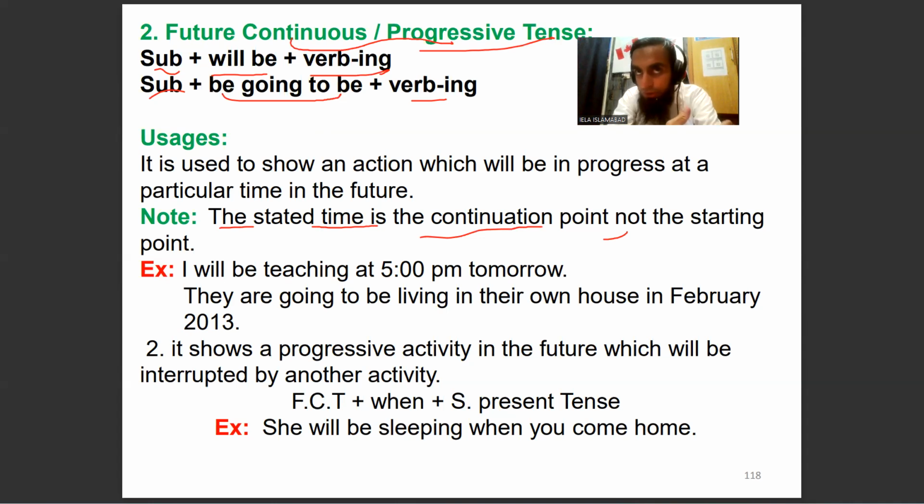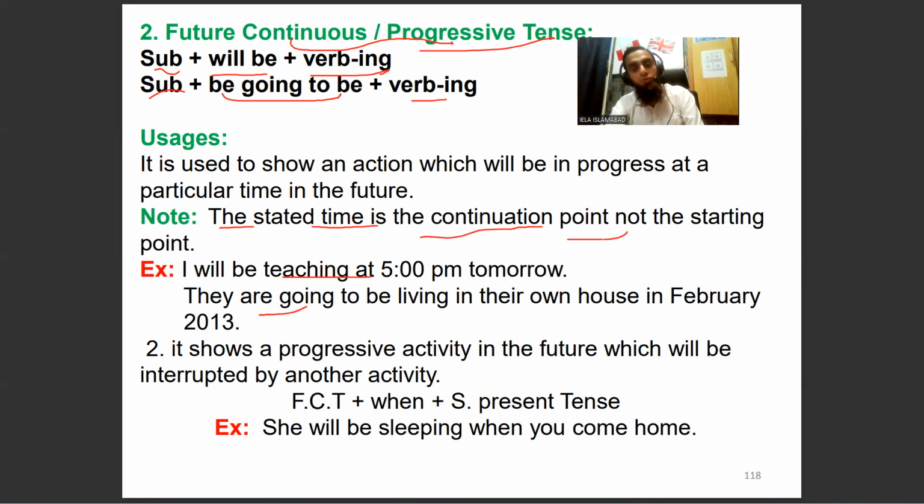When we talk about future continuous time, that moment, the talking time, is a static time, and it is not a continuation, right? It will continue in the future. When we talk about future continuous, it means the work will also continue in the future, not right now, right? For example, I will be teaching at 5 p.m. tomorrow. So by tomorrow at 5 p.m. I will be teaching. This means a future, upcoming situation.